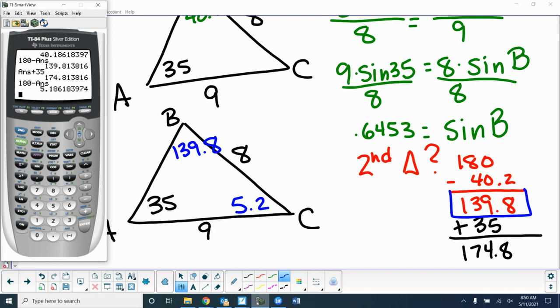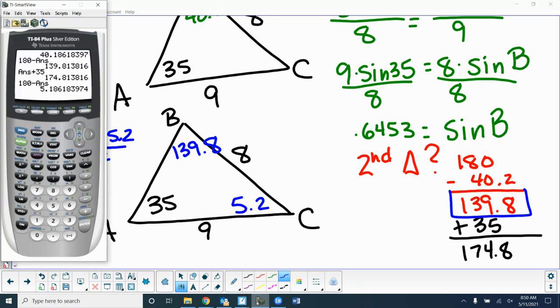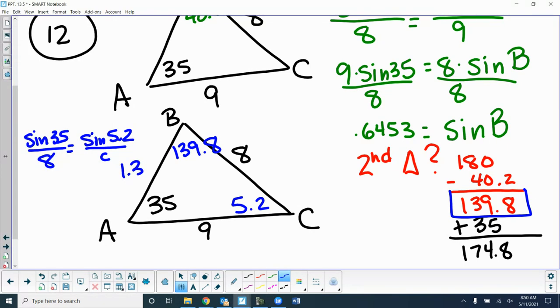All I have to figure out is what? Side C, right? So I'm going to go sine of 35 over 8 equals the sine of 5.2 over C. So 8 times the sine of 5.2 divided by sine of 35 will be side C. So 1.3. So I've already solved that one.